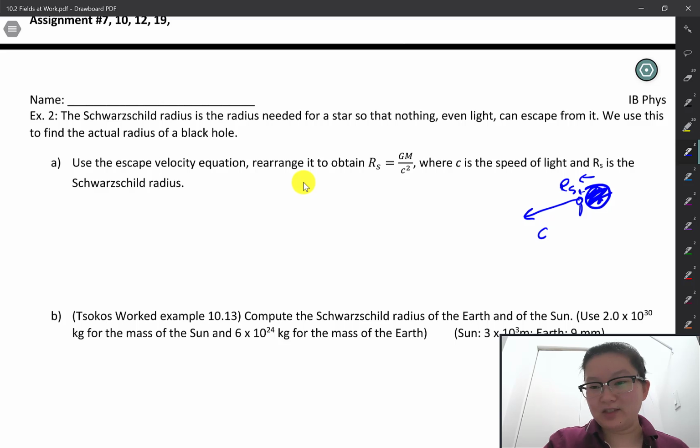So if this was a black hole, this was a Schwarzschild radius, which we use to find basically the actual radius of the black hole, then any person at the Schwarzschild radius needs to have a speed higher than the speed of light to escape. So this is the application.